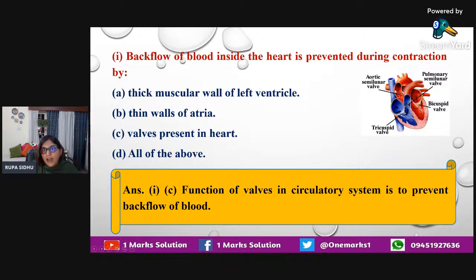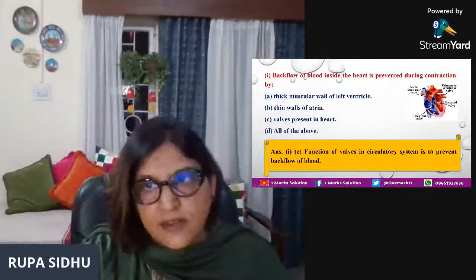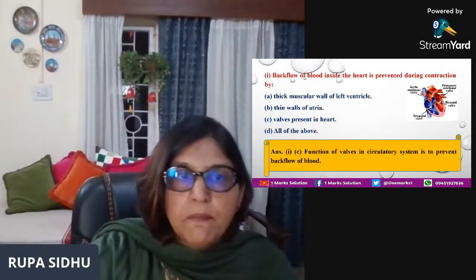One is aortic semilunar valve, which is present in the aorta so that the blood does not flow back into the left ventricle. Pulmonary semilunar valve is present in the pulmonary artery so that the blood does not come back into the right ventricle. So these are the valves present which basically prevent backflow of blood.